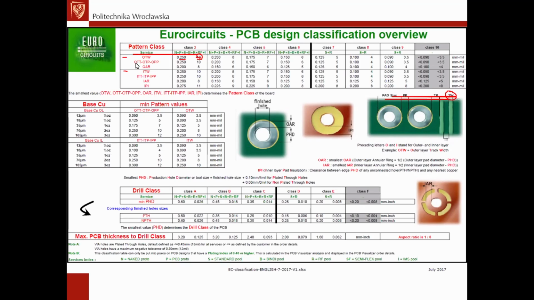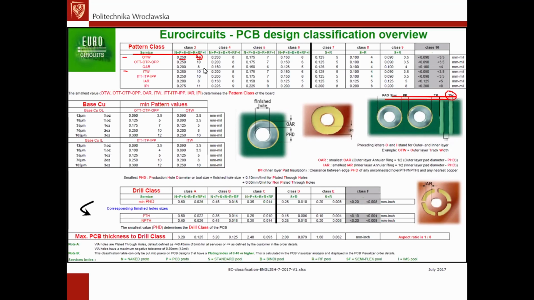Actually, we have in the table two parameters, OTW and ITW. OTW and ITW are, of course, outer track width and inner track width. The outer track width is only about the top layer and bottom layer. That's the accuracy of the top layer and bottom layer.